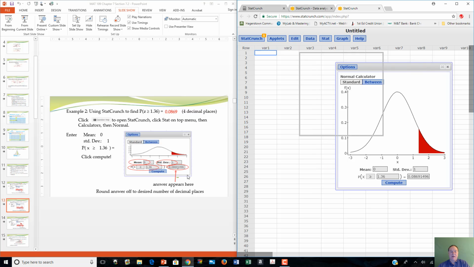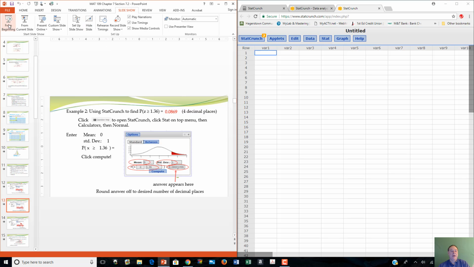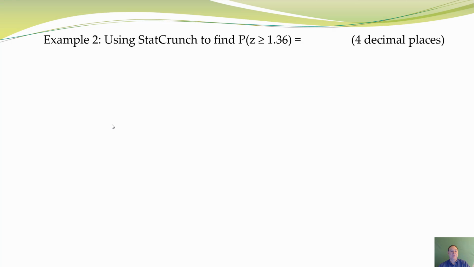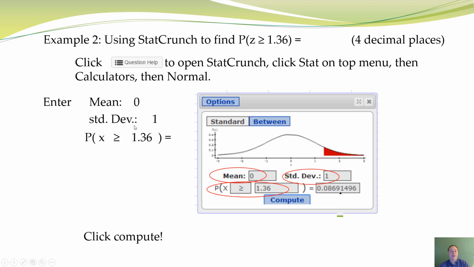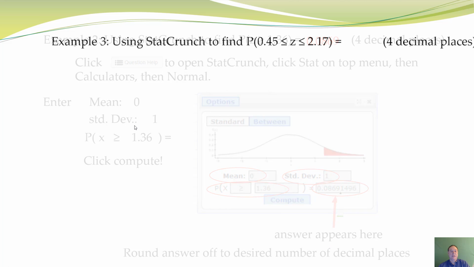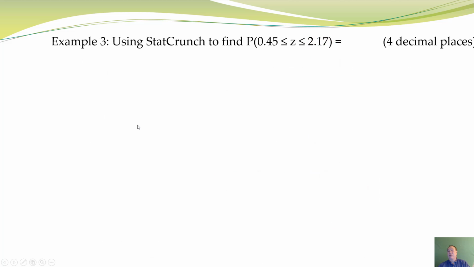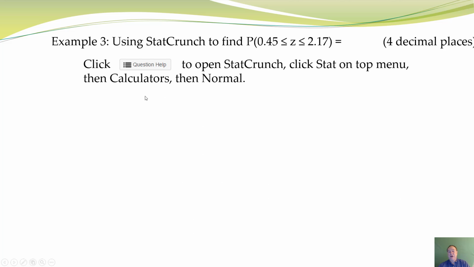All right, so close that, go back over here. We already did this. Now, using StatCrunch for between. This time, you're going to do the same thing. Open StatCrunch, click Stat, highlight Calculators, click Normal. But this time you have to click Between at the top.